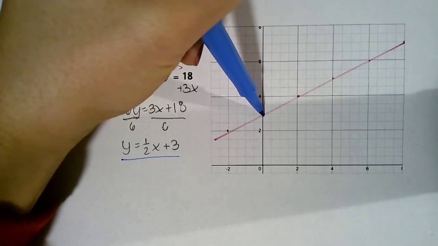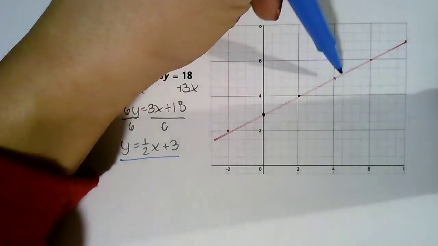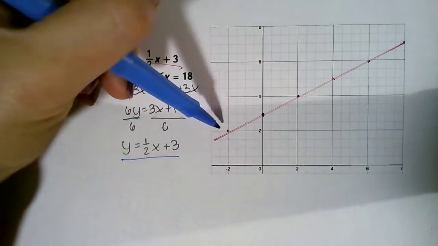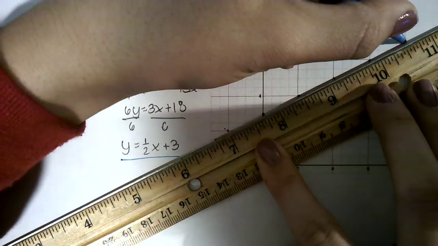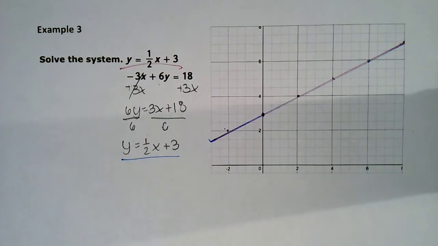If we look at my next one, y is equal to a half x plus 3. So I start at my y-intercept 3, go up 1 over 2, up 1 over 2, down 1 over 2, and guess what? They're the exact same line because the equations are exactly the same.